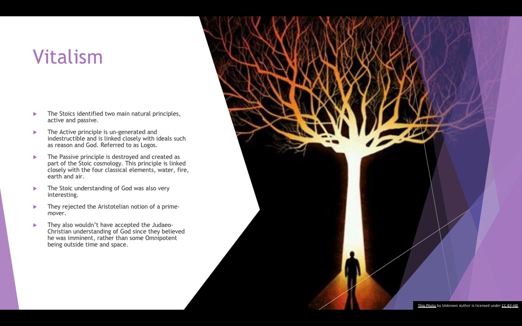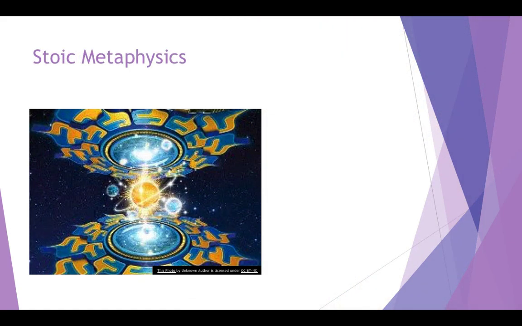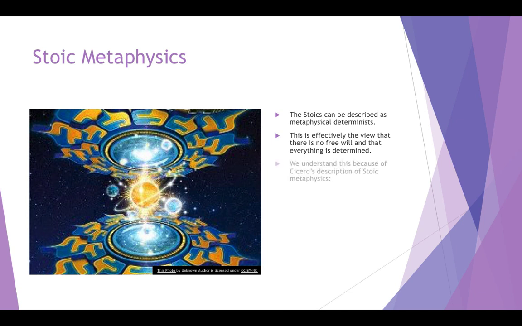There are some Christians that believe that God is also immanent and transcendent at the same time, so with us all at the same time, as well as above us outside time and space, but these are kind of contradictory terms. When it comes to Stoic metaphysics, the Stoics can be described as so-called metaphysical determinists. This is effectively the view that there is no free will and everything is determined. Because they believed in this web of cause and effect, okay, they believe that every single effect has a cause, and that by that there is no actual free will in anything, because everything is already determined. That's what their view of metaphysics really comes down to.